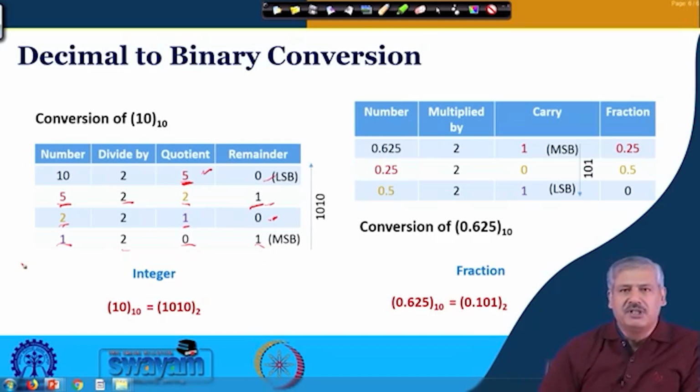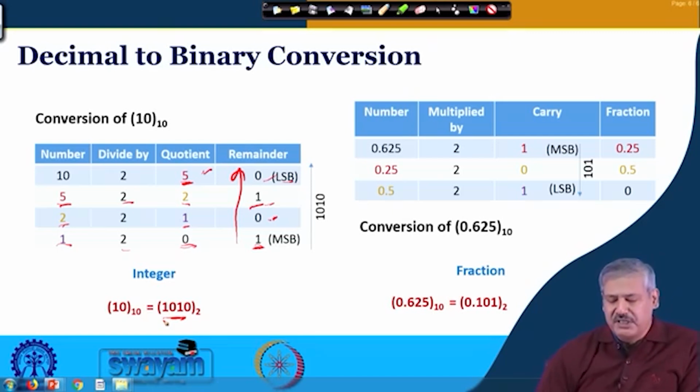That is because the digit is less than 2. Whenever we reach here, there is no further scope, so we stop. That means successive division by 2 of the original number and the quotients it gets. We take the remainders from bottom to top, as shown here: the bottommost one is the MSB and the topmost one is the LSB, giving 1010, the binary equivalent of the decimal number. That is how we do the conversion for the integer part.